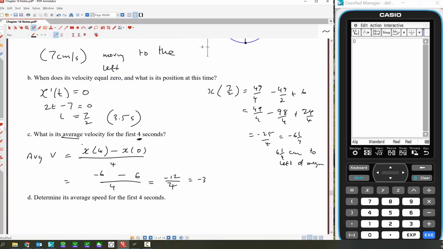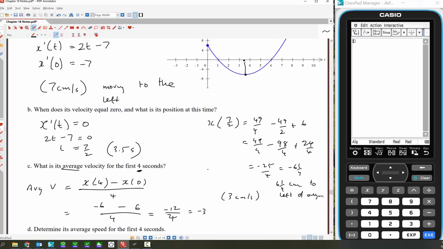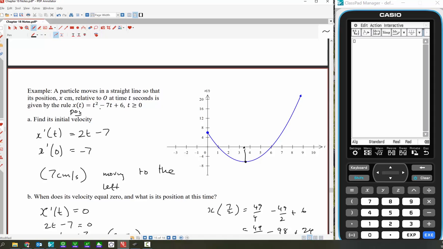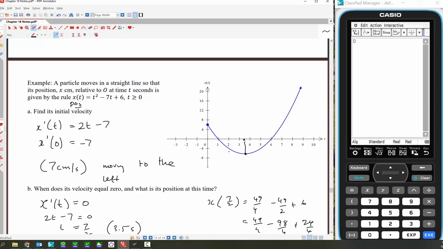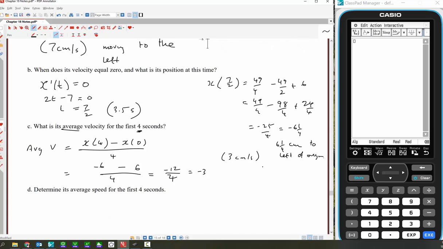Okay, so the average velocity is negative 3 centimetres per second, right? That's its average velocity. And again, the negative means that I know it's moving to the left. Okay, it's moving left because it's negative. So that is the interpretation of it. The velocity is negative 3 centimetres per second, but the interpretation is 3 centimetres per second moving left.